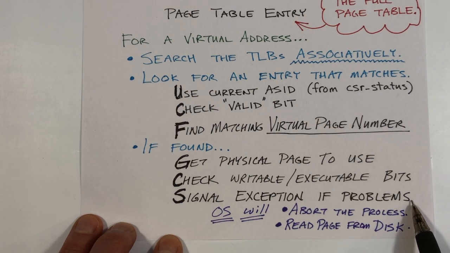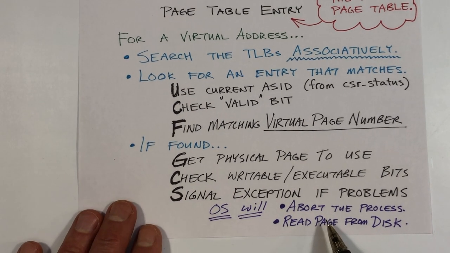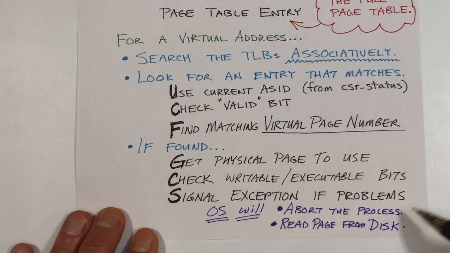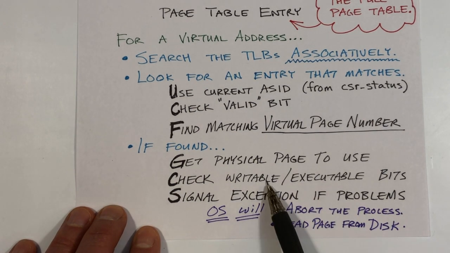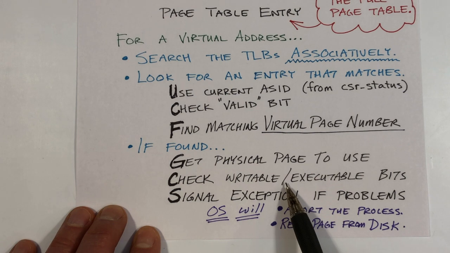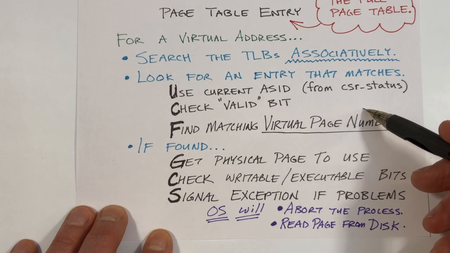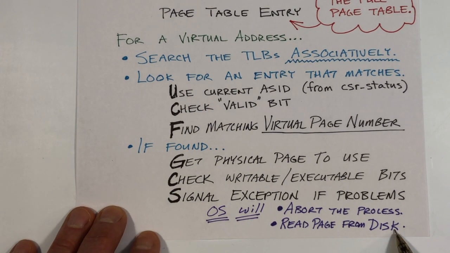When the exception occurs, the global trap handler will be invoked, and the operating system kernel will handle that exception somehow. It might abort the process if, for example, the process is trying to write to a page that's not writable, or if perhaps the page is just out on disk or something like that. It would be invalid. There would not be an entry in the TLB registers. And so the operating system would figure out which page is needed and read it in from the non-volatile memory.